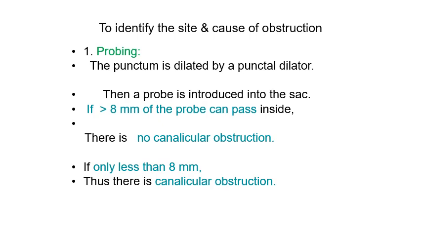From the anatomy of the lacrimal system, you come to know that the canaliculus has a vertical part that is 2 mm and a horizontal part that is 8 mm. When a probe is introduced into the sac after giving local, that is surface, anesthesia, if more than 8 mm of the probe can pass inside, there is no canalicular obstruction. If less than 8 mm of probe can be passed, there lies a canalicular obstruction.